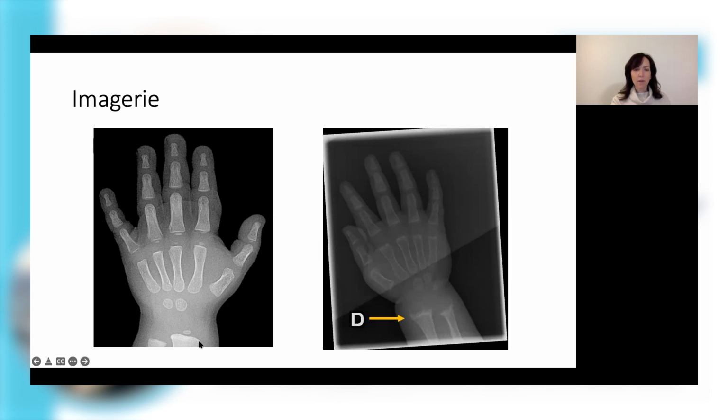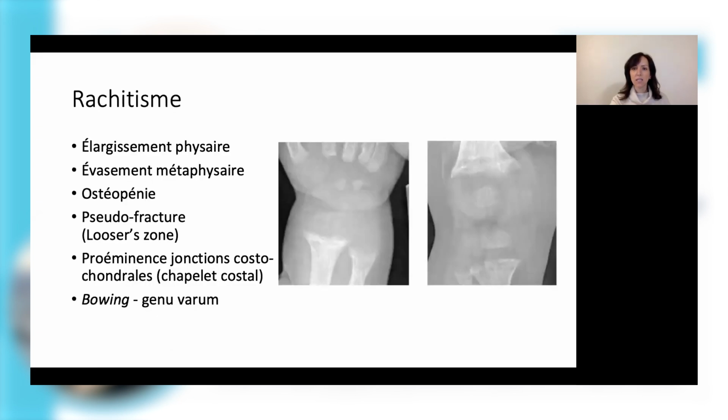Here in the normal wrist, you have this nice, clean, crisp line, thin bones, whereas here you have a widened, cupped, and frayed line. So these are the classical signs of rickets. If we look closer here, we can see it. So again, the cupping, the fraying, and the splaying. So these are the signs that you'll find on X-ray, and these are the findings that the radiologist will report.